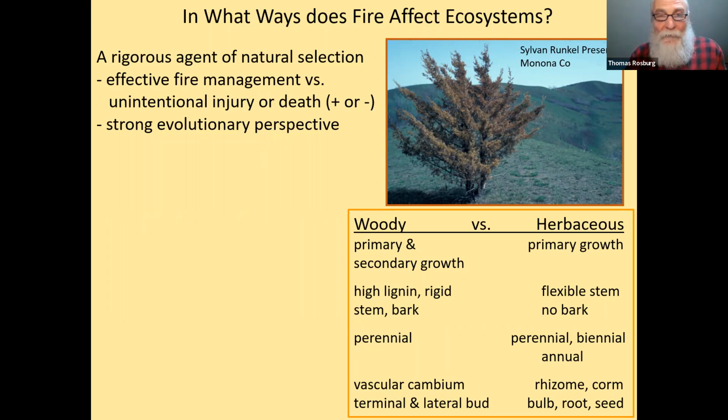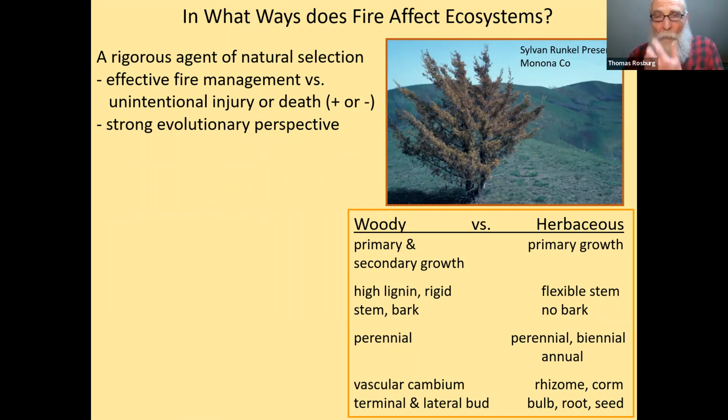Fire can kill things. It does kill things. And so what I'm saying here is basically effective fire management versus unintentional injury or death. I mean, again, this can be a positive or a negative thing. If you're using effective fire management, it's a positive thing because you're trying to kill the bad stuff that's not adapted for fire. If you're using fire in a haphazard way because you don't understand fire, then you could have this unintentional injury or death, which is a negative thing. It has this, again, very strong evolutionary perspective.